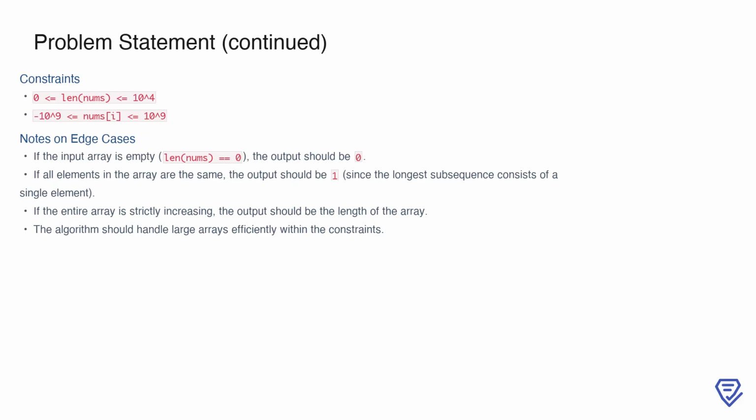For edge cases, if the array is empty, the output should be 0 since no subsequence exists. If all elements in the array are identical, the longest subsequence will consist of just a single element, resulting in an output of 1. Finally, if the entire array is strictly increasing, the LCIS will span the entire length of the array, and the output will simply be the size of the array. Keeping these constraints in mind is crucial for designing an efficient and robust solution to the problem.